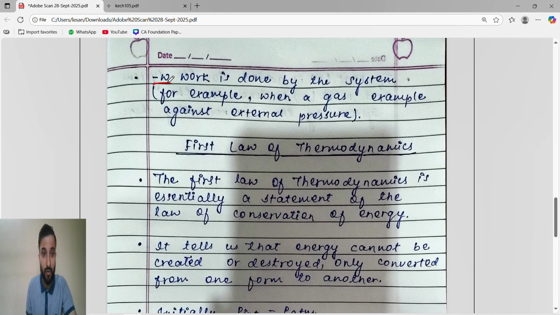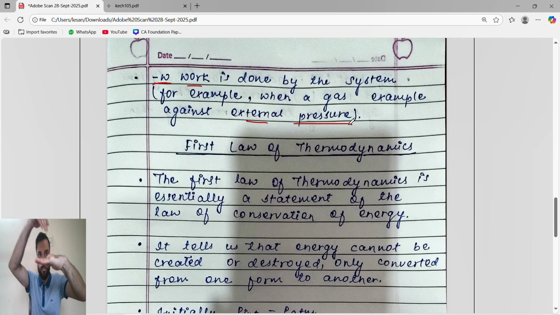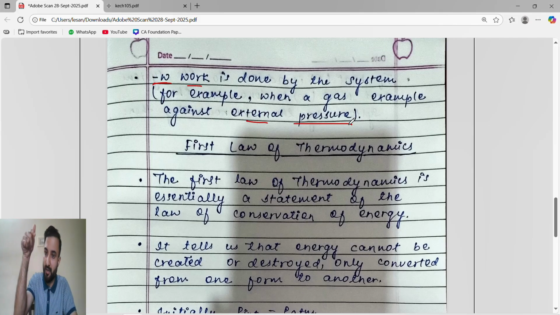And then minus W is what? Minus W is work done by the system. Work done is by the system, expansion. For example, when a gas works against external pressure, this is a piston. The pressure is applying here, but work is done by the system. The system is working against the external pressure, or you can say against the atmospheric pressure, because external pressure is nothing but the atmospheric pressure acting upon that.